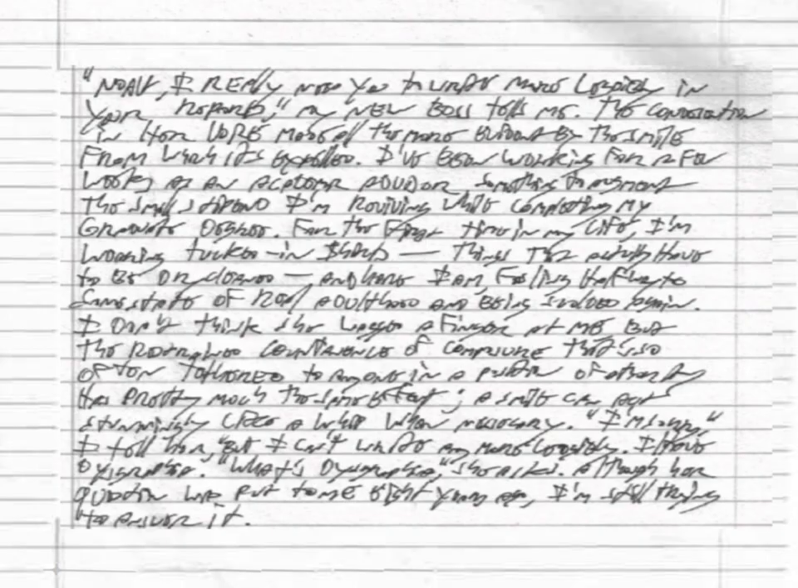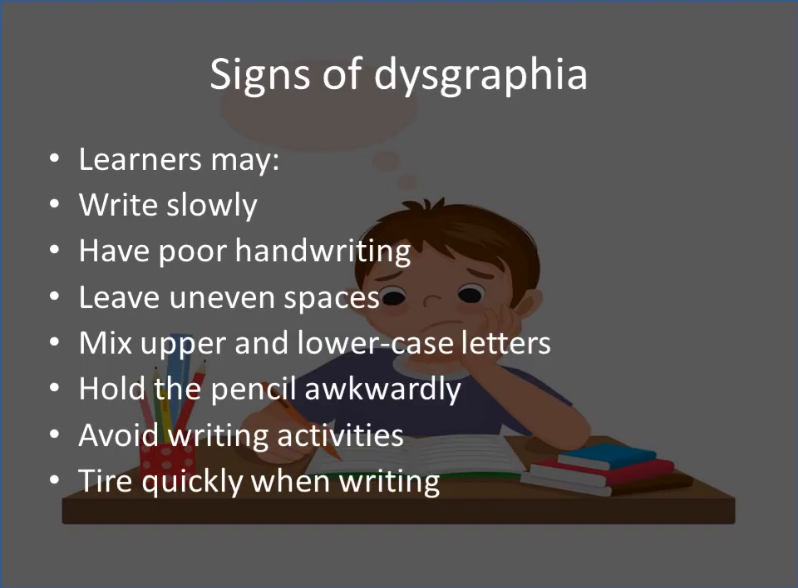So it affects the handwriting, the spelling, letter formation, and written organization. So what are the signs of dysgraphia? Learners may write slowly. Maybe you give them a test or an assessment of writing, a composition, and you notice this child writes slowly. The child has very poor handwriting.